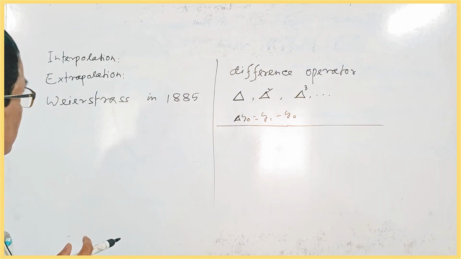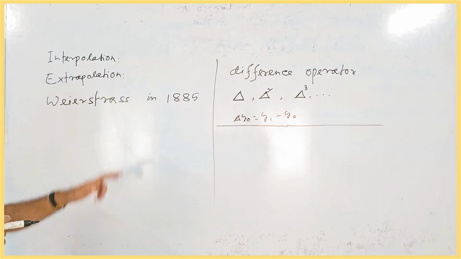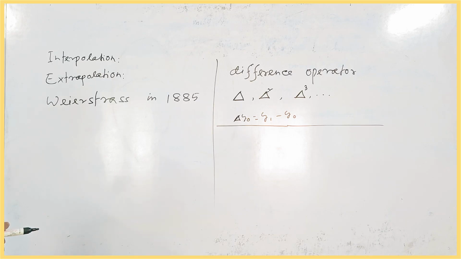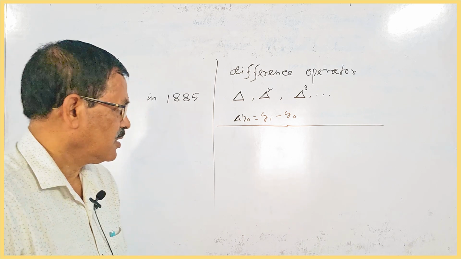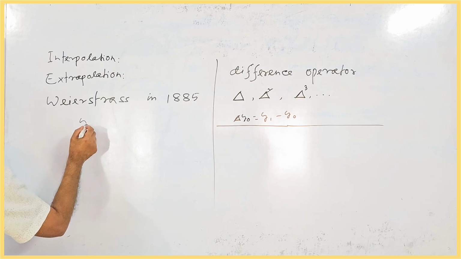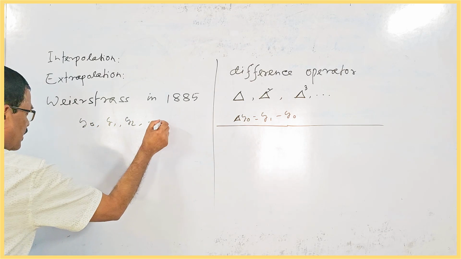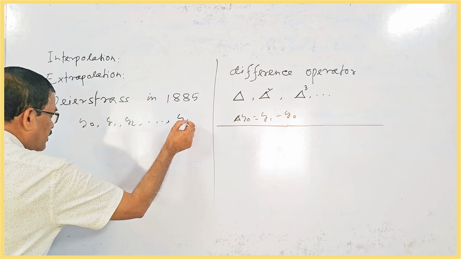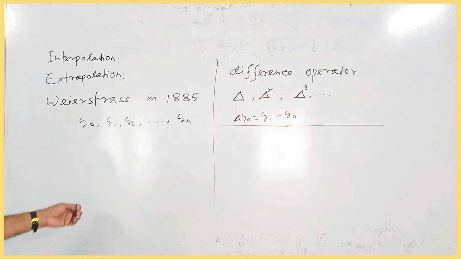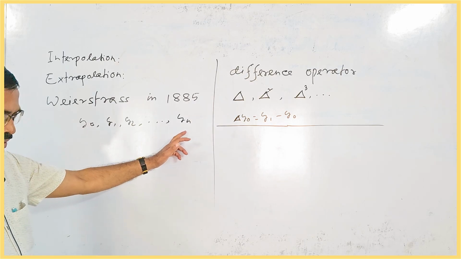And we begin the course lecture by defining interpolation. So what is interpolation? Interpolation is defined as a process of computing the intermediate value of a function from a given set of tabular values of that function. Means that, say, if we are given a set of numbers y0, y1, y2, up to yn, then we can determine an intermediate value, a value which lies in between y0 and yn.